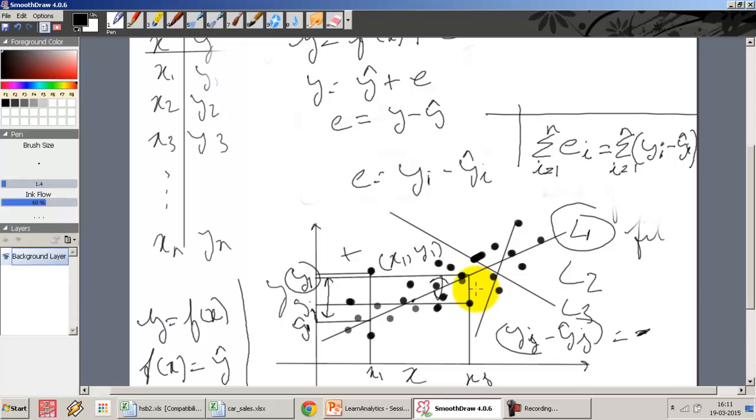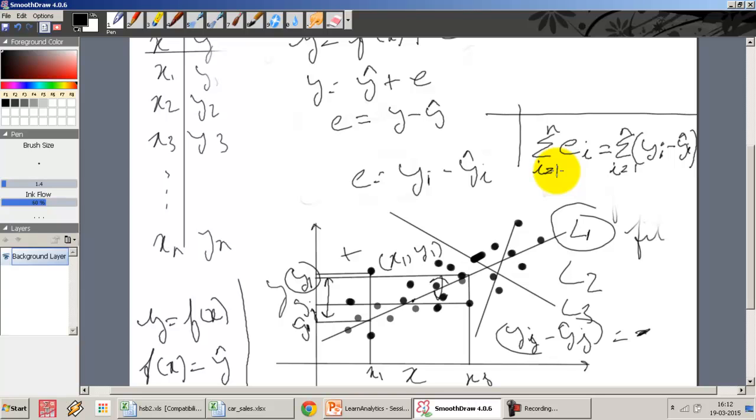So in some cases the error is going to be negative, in some cases the error is going to be positive, depending on where the point is. If the point is above the line, I'll get a positive error term. If the point is below the line, I'll get a negative error term. If I add up all the errors directly, the negative and positive errors might cancel out, and I might get an average or a total error equal to 0.